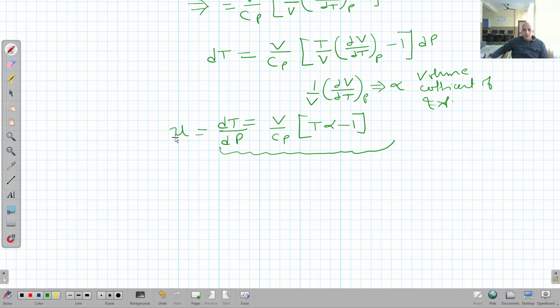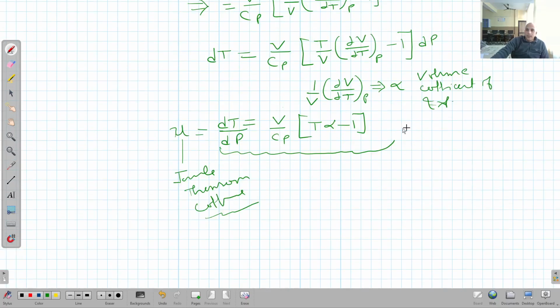So this is called the Joule-Thomson coefficient, right? It tells us about the change in temperature per unit change in pressure, in terms of all these factors. So now we will discuss this result for both the cases, for the case of ideal gas and for the case of real gas, right?